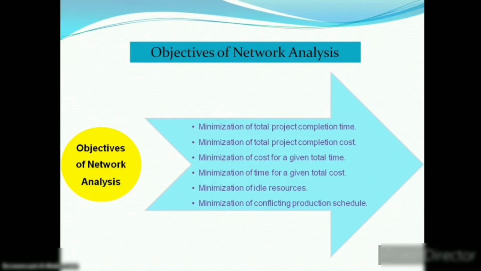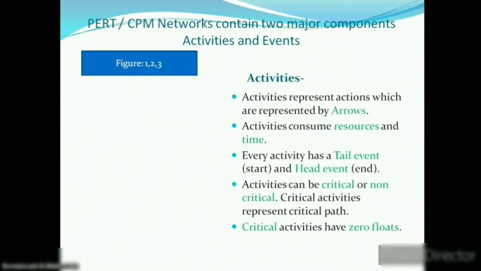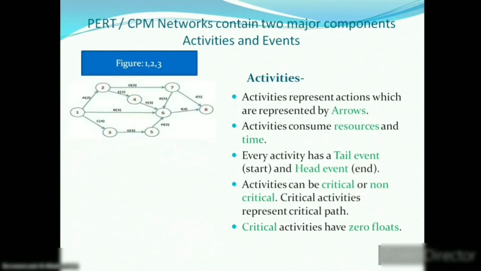Now we will discuss the major components of network analysis. The first component is the various activities of the network. Now the question arises, what is an activity? All activities are represented by arrows. As you see in figure 1, you can see some arrows. The arrows which you can see in the network diagram are known as the various activities of the network.